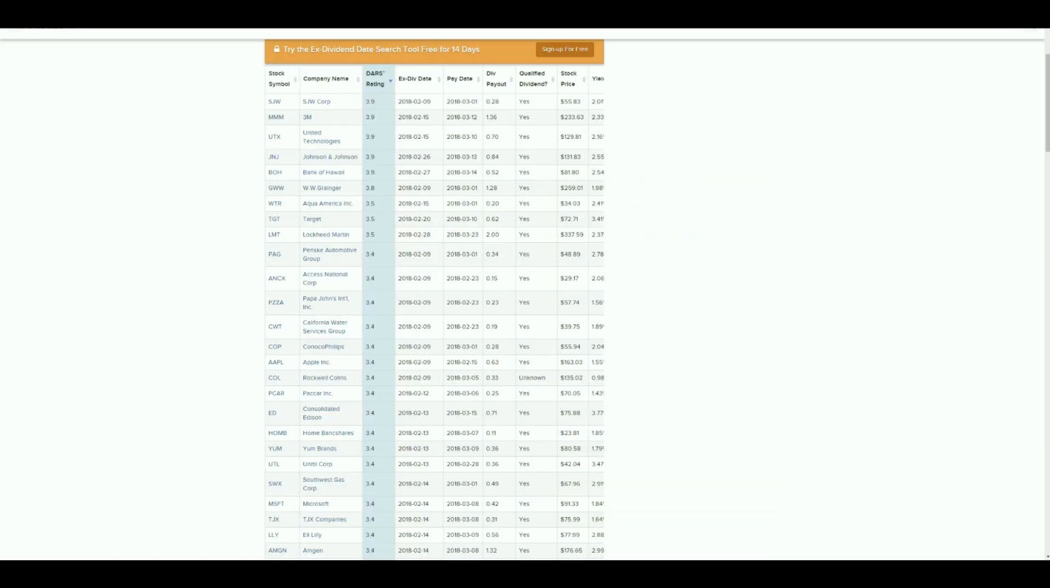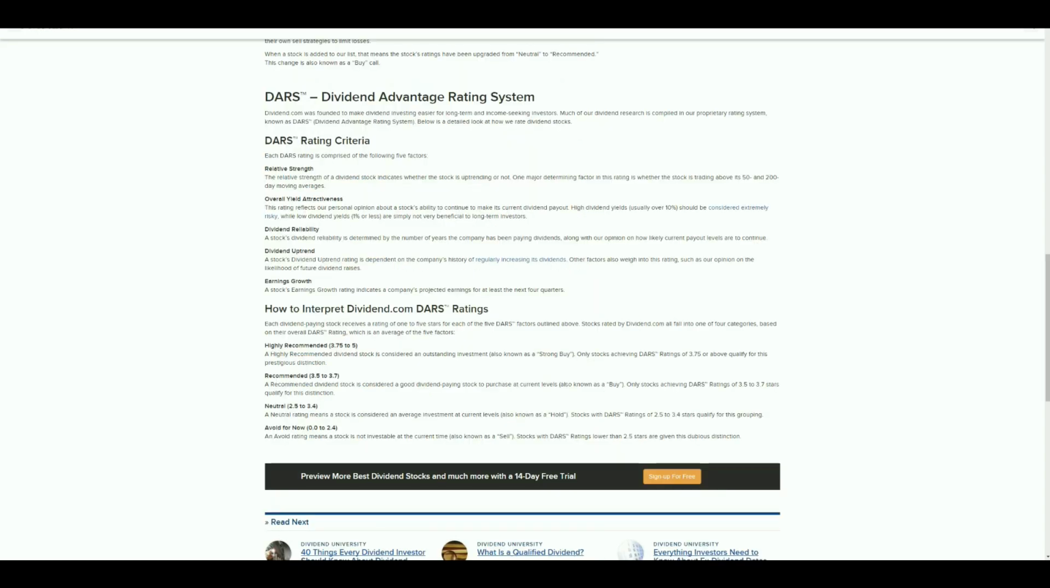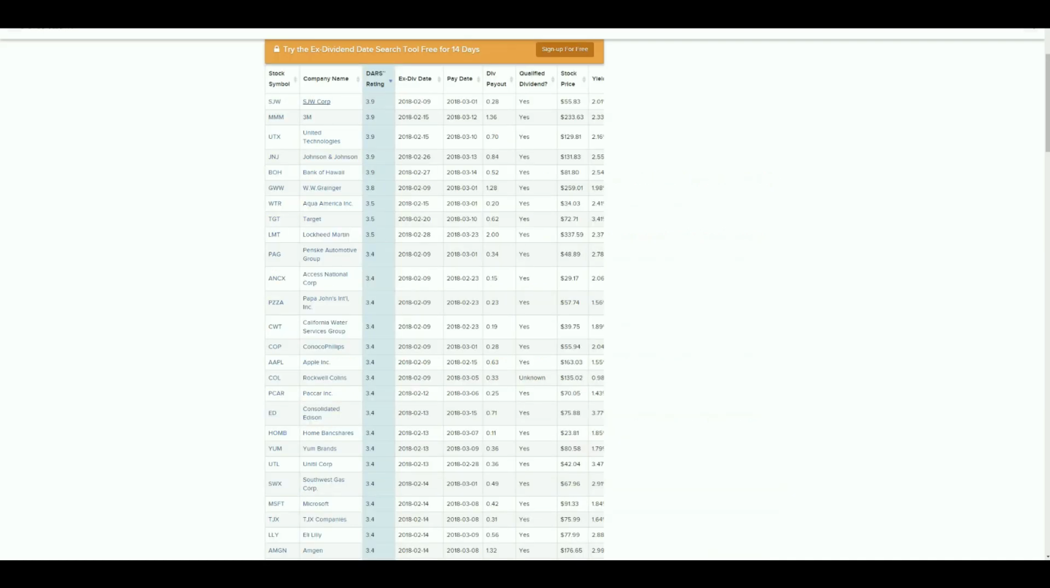Now let's flip over here and take a look at what stocks we have next week. We can automatically see we have a few stocks with ratings of 3.9. So 3.9 on the scale would be highly recommended. So we have 1, 2, 3, 4, 5. So that's perfect. We wanted 5 stocks.